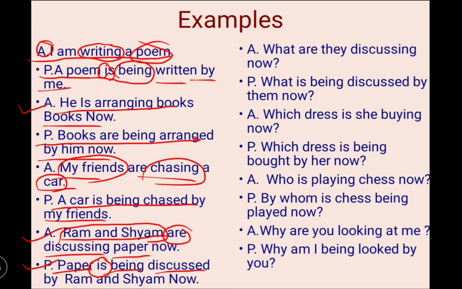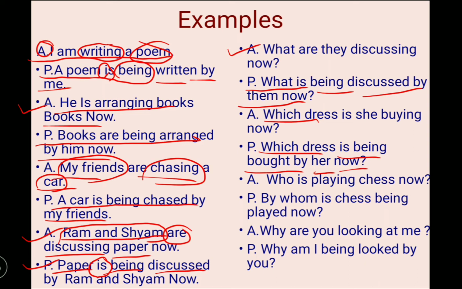Next is an interrogative sentence. What are they discussing now? In passive, what is being discussed by them now? Which dress is she buying now? In this sentence, object is not given. So, which dress is being bought by her now?